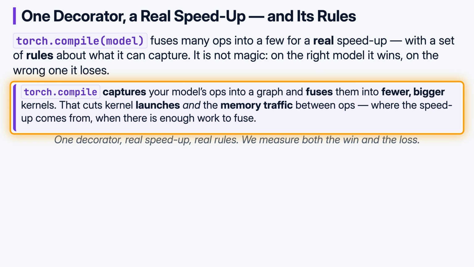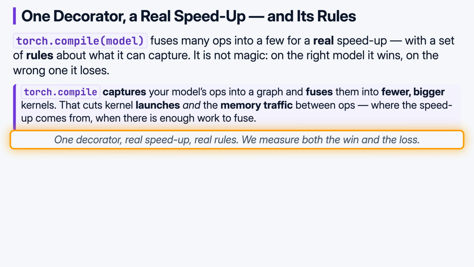Compile captures your model's ops into a graph. Then it fuses them into fewer, bigger kernels. That cuts kernel launches and the memory traffic between ops. That is where the speedup comes from when there is enough to fuse. One decorator, real speedup, real rules. We measure both the win and the loss.